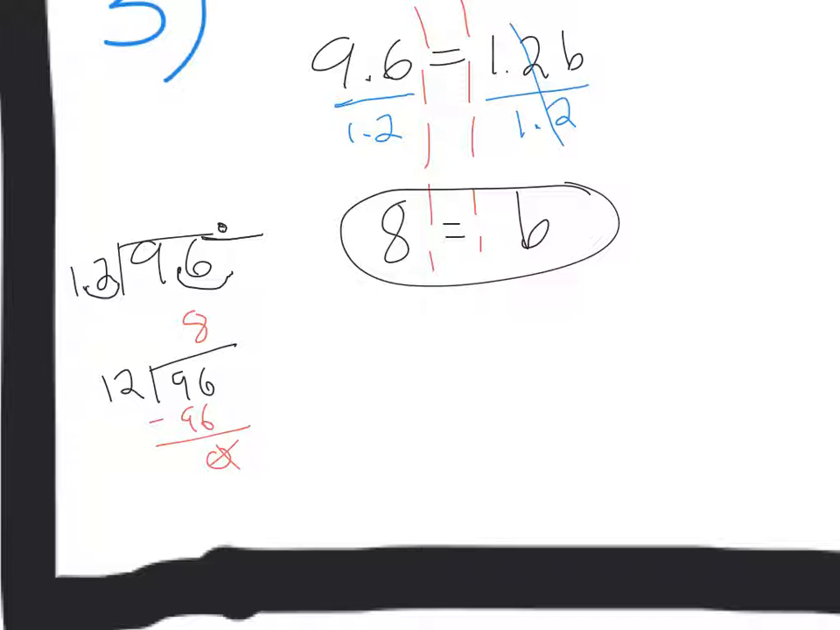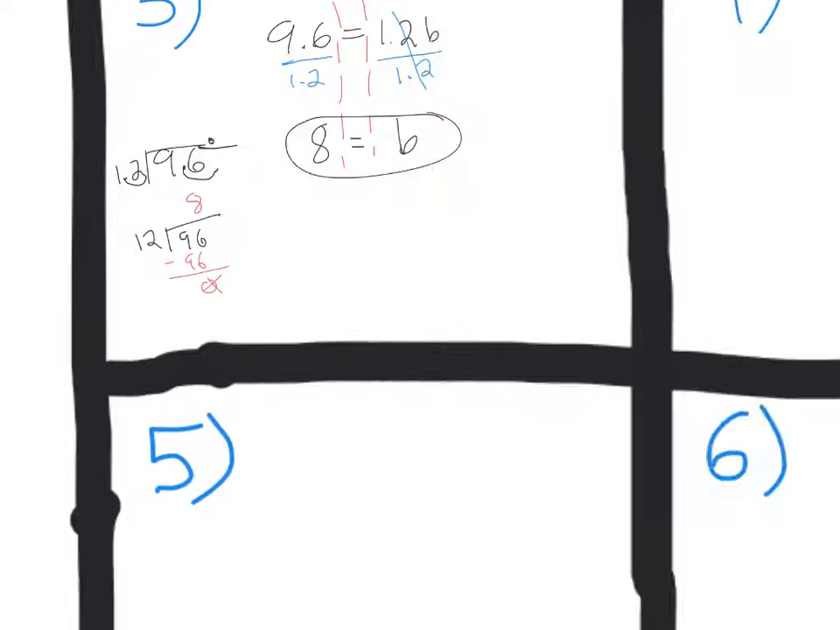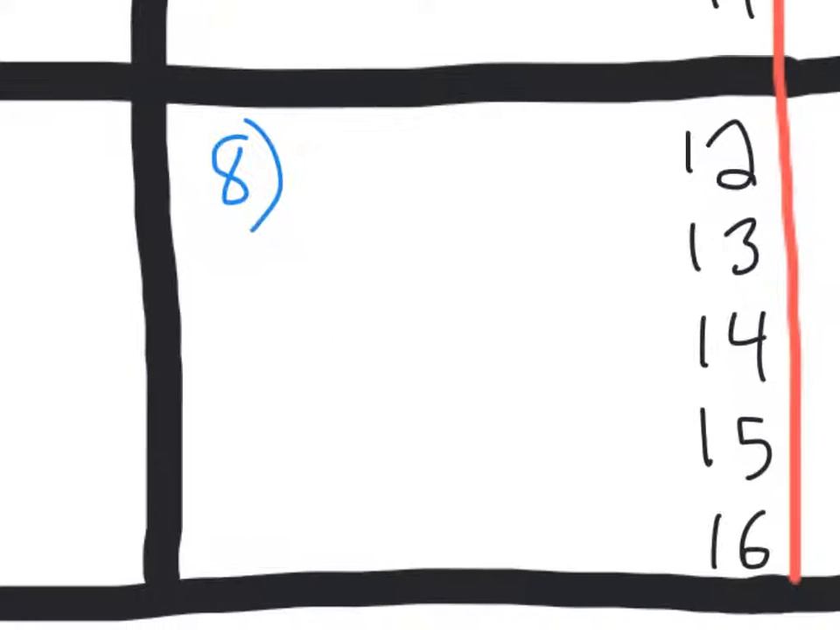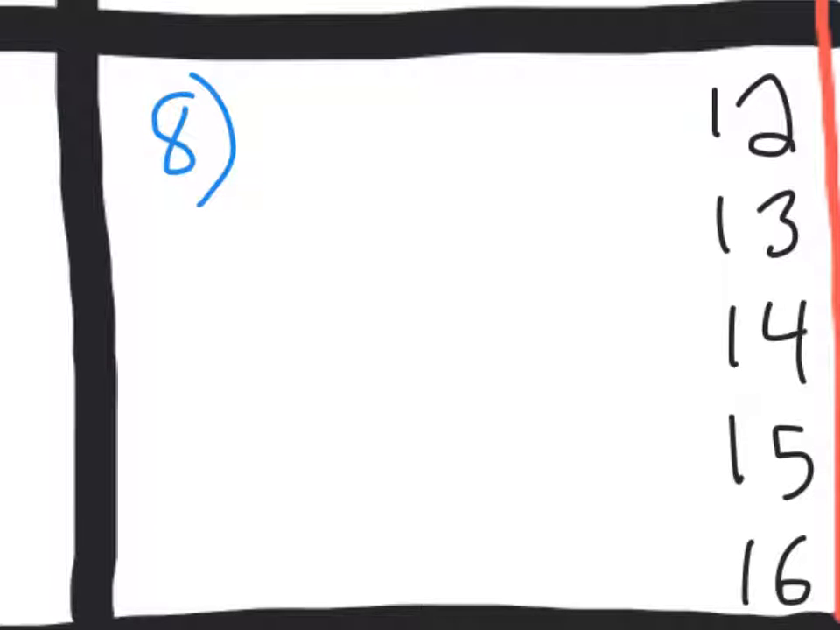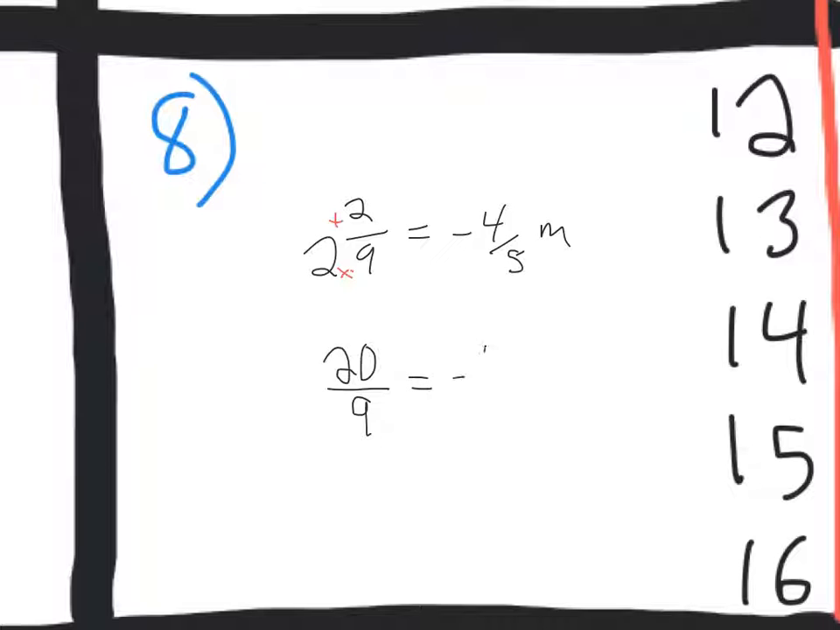Alright, a few more. Let's jump down to number 8, because this is a somewhat challenging problem. We've got 2 and 2/9 is equal to negative 4 over 5 m. Before we do anything, let's rewrite this number on the left-hand side of the equation as an improper fraction. And the way we do that, hopefully you guys remember this little trick. We multiply those two numbers and then add that to the top number, and that converts it into an improper fraction. So 9 times 2 is 18, plus 2 is 20, but we have to keep that denominator the same. So now we've got 20 over 9 is equal to negative 4 over 5m. And now we can work with something like this a little bit easier.